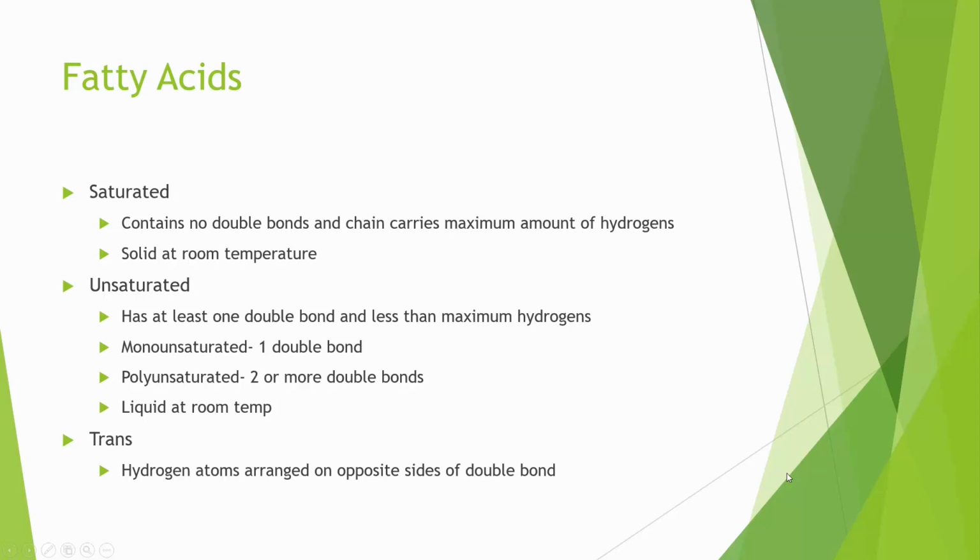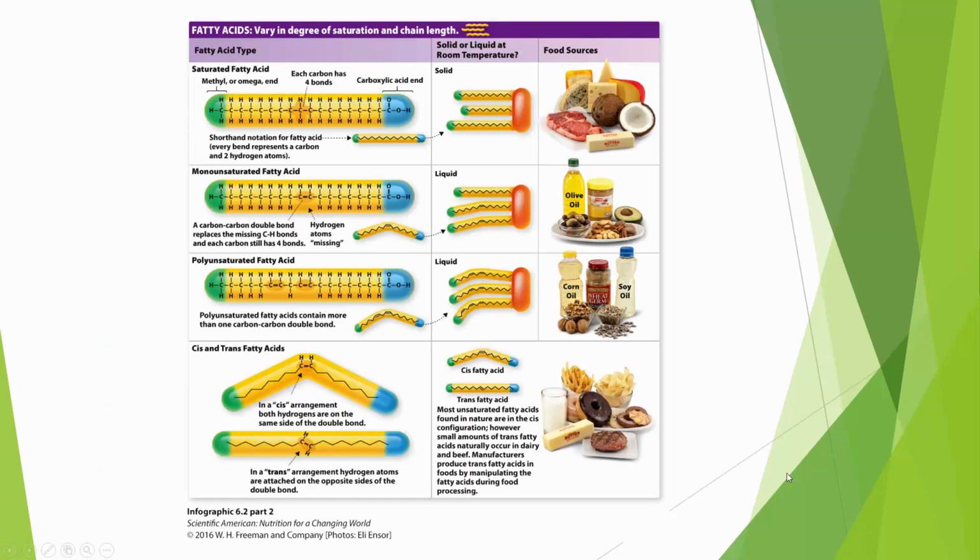Trans fats, or trans fatty acids, is when you have hydrogen atoms that are arranged on opposite sides of the double bond. I'll show you what this looks like. So it's just a different way of arranging those hydrogens. One thing to note is that just because butter has more saturated fat doesn't mean it's 100% saturated fat. It doesn't mean our vegetable oils are 100% unsaturated fat. They're a mixture of different types of fatty acids.